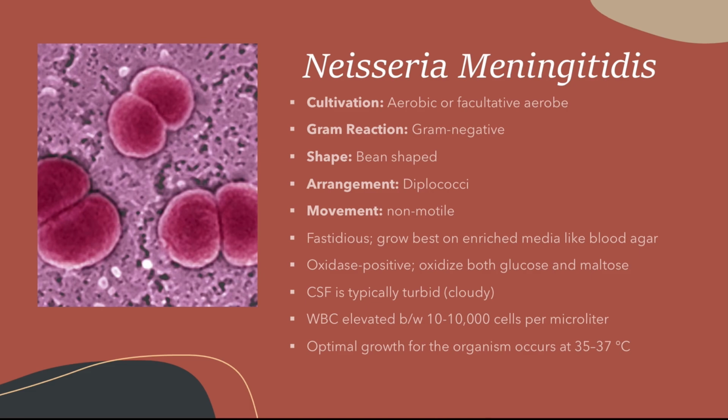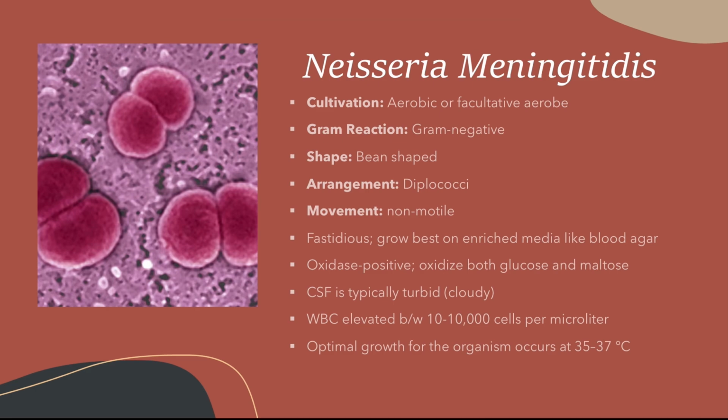Getting into some of the characteristics of Neisseria meningitis, the cultivation for this bacteria is aerobic or facultative aerobe, meaning that these bacteria will thrive in an oxygen-saturated environment. The gram reaction is gram-negative. This just means that they have a specific cell wall structure, which is characterized by a thin layer of peptidoglycan and outer membrane, and this will cause them to stain a pink or purple when doing a gram stain, as you can see by the picture on the left.